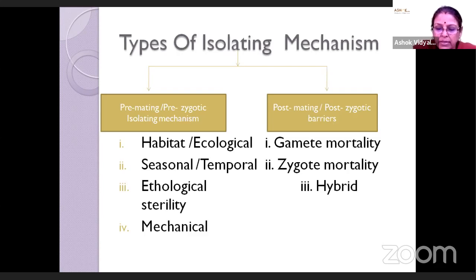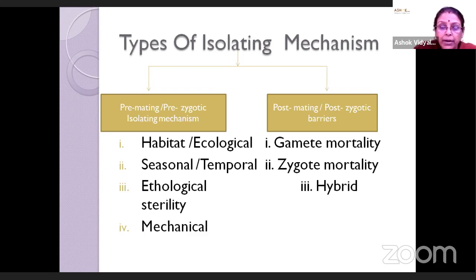Then next is zygote mortality. After the egg is fertilized, forming a zygote, the zygote may not develop due to some reason. That is known as zygote mortality. That means fertilization has taken place, but it is not developing further.